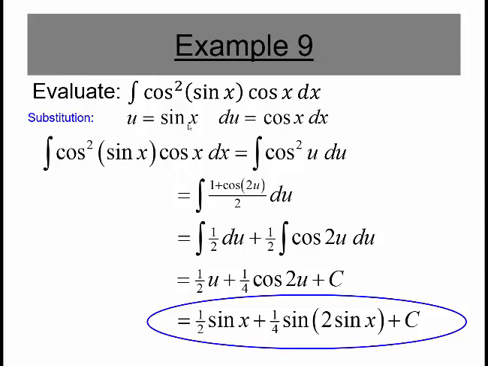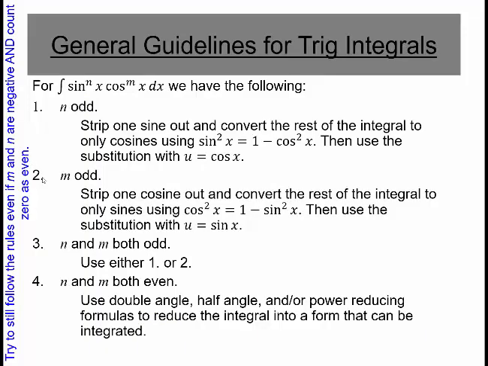All right, we've done a ton of examples here, 9 examples. So now there are some general guidelines for a strategy to approach this. Whenever you have the integral of sine to the n of x times cosine to the m of x dx, you have the following. If n is odd, you're going to strip one sine out and convert the rest of the integral to only cosines, using your Pythagorean identities. Then you're going to use a u substitution with u equal to cosine of x. If m is odd, you're going to strip one cosine out and convert the rest of the integral to sines using your Pythagorean identity, and then substitute u equal to sine of x.